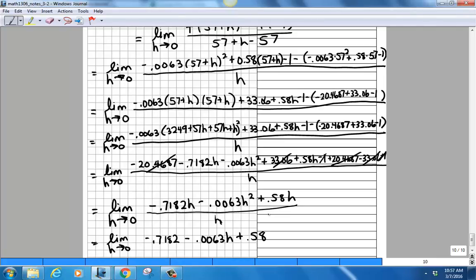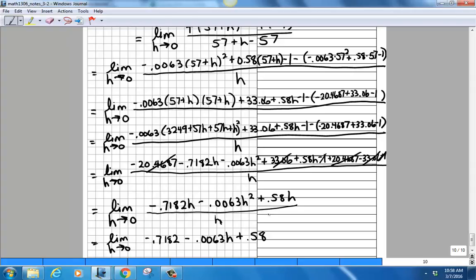What now? Yeah, that's what I'm getting ready to do. Because now what's going to happen when h goes to 0 here? Does anything happen to this term? That term doesn't have h in it, right? So when h goes to 0, it doesn't really matter at all, right? That term stays minus 0.7182. What happens to this term, though? That's what's important. As h goes to 0, what's happening to this quantity? It's getting very, very small, right? So eventually, as h gets really tiny, this term is going to disappear.